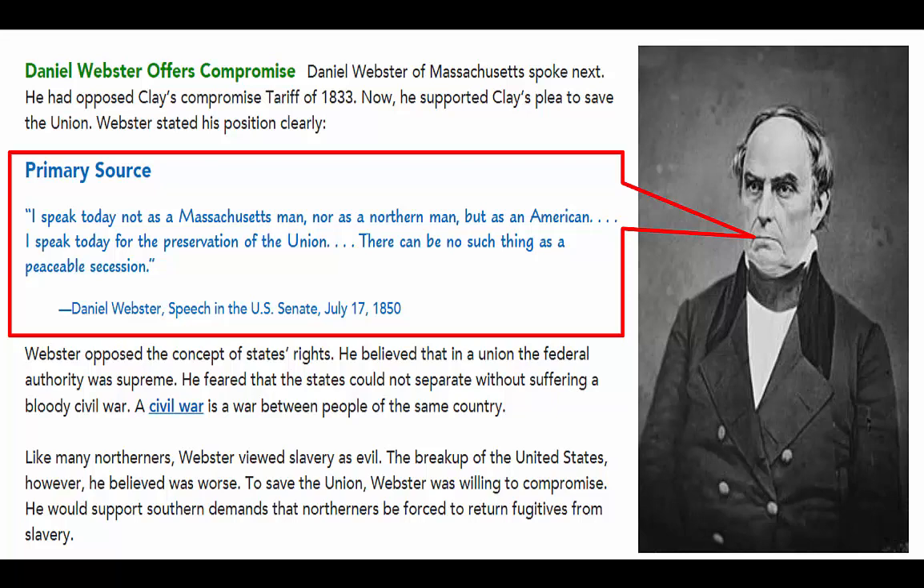Webster opposed the concept of states' rights. He believed that in a union the federal authority was supreme. He feared that the states could not separate without suffering a bloody civil war. A civil war is a war between people of the same country.